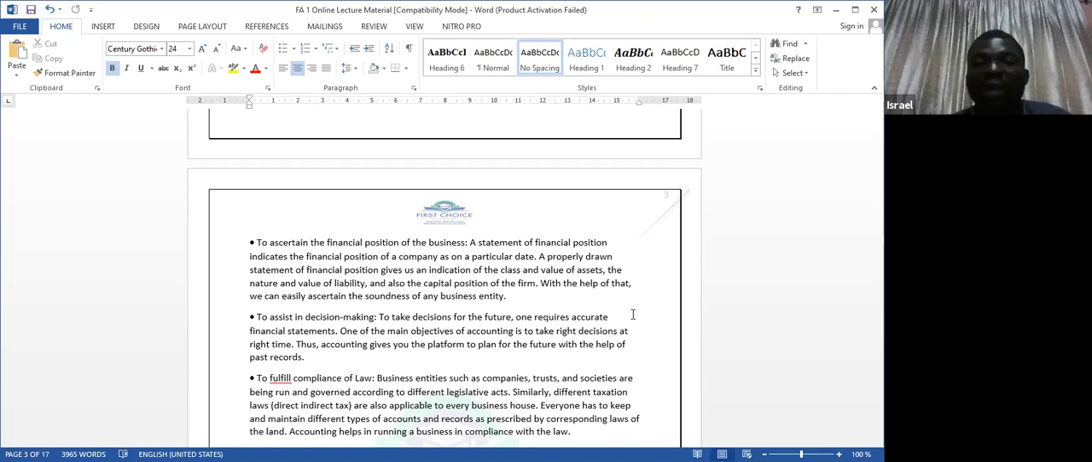For example, you're an investor and you want to invest your money or your resources into a business. You need information to know how the business has performed over the years, so that you know if there's a tendency for you to get your money back, or it's going to be a loss. So financial statements help and guide to produce that.